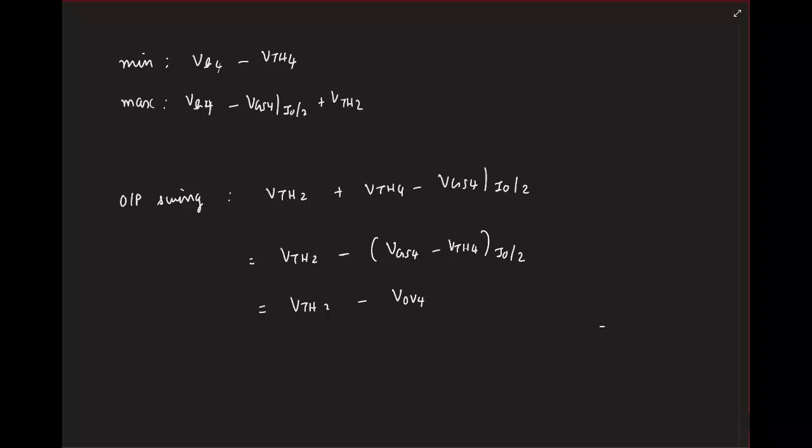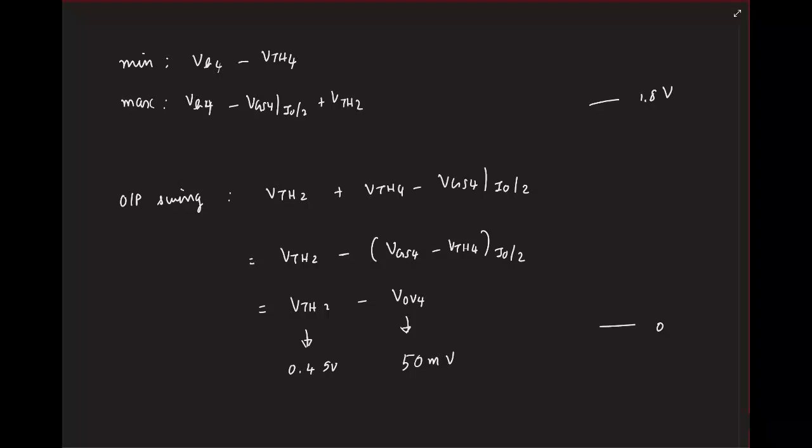Let's say you have a supply of 0 to, say, 1.8 volts. The threshold voltage will roughly be around 0.4, 0.5, and overdrive can be as low as, say, 100 millivolt, or even 50 millivolt. You see that if you put it in a unity feedback, the range you can have for the output is very limited. That's the point I'm getting at.